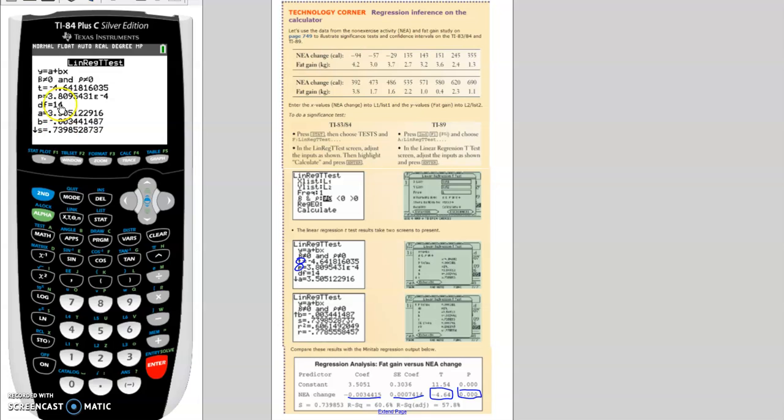These numbers that it gives me here, this is the test statistic, this is the p-value, and notice it's got an e-4, which means times 10 to the -4th power. That's a very small number. Degrees of freedom 14, and then there's the y-intercept of the sample, the slope of the sample, the standard deviation of the residuals, and then there's r squared, and there's r.